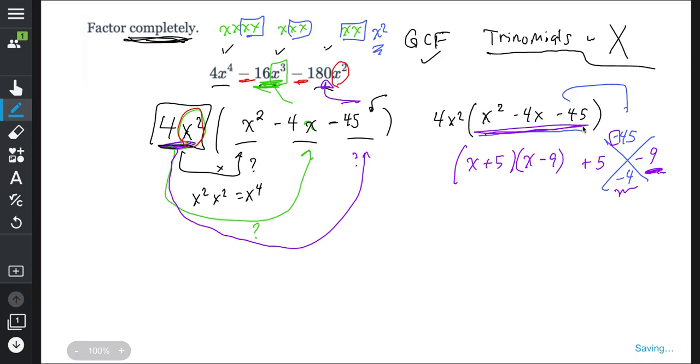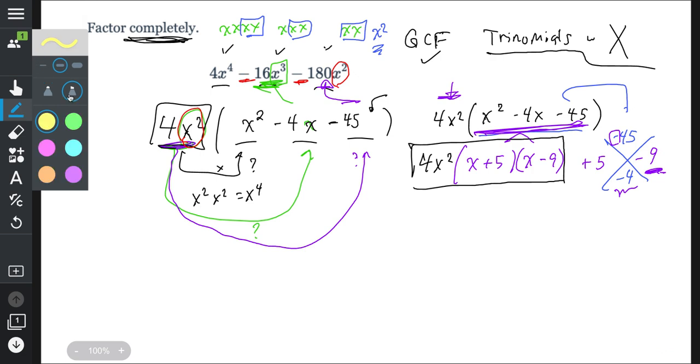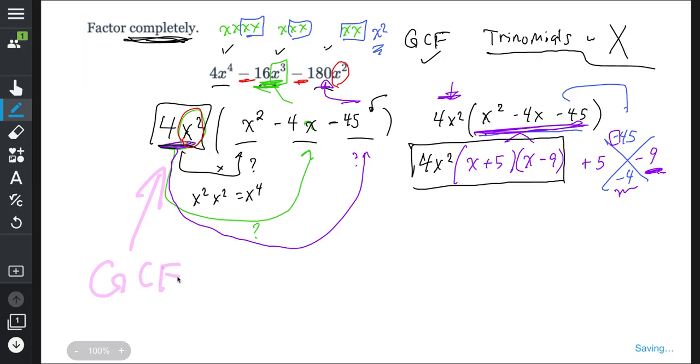So these are our two numbers that we put into our binomial. So I've just factored this trinomial into two binomials. But all I've done is rewritten this. Remember, this was part of it too, 4x squared. So what we type into Delta Math is this. So as you see, we did two types of factoring. First, GCF, and after we get the trinomial, the next type was trinomial, X method.